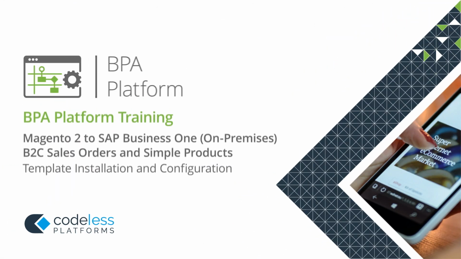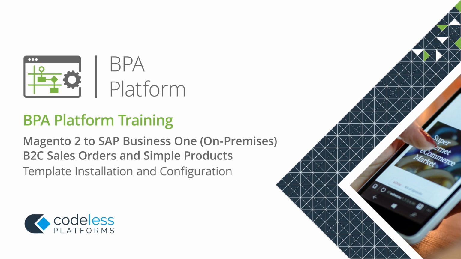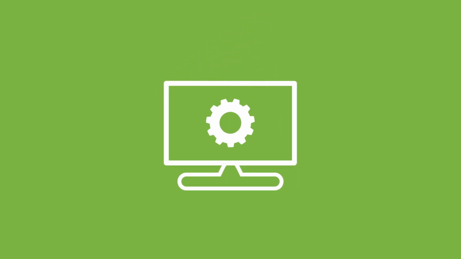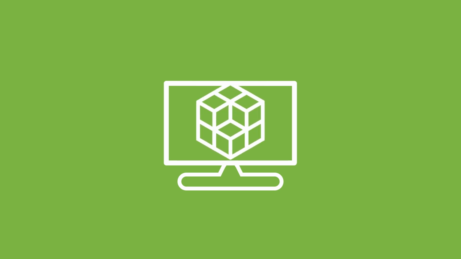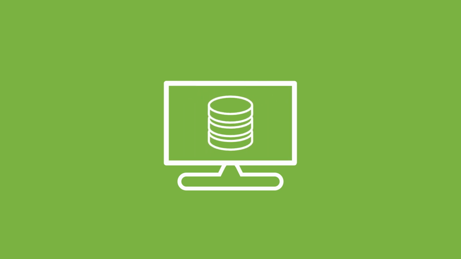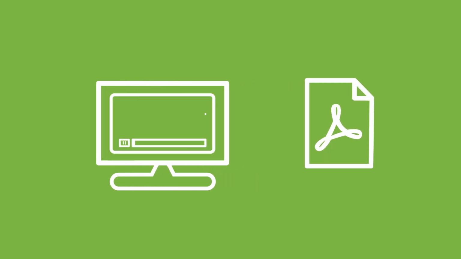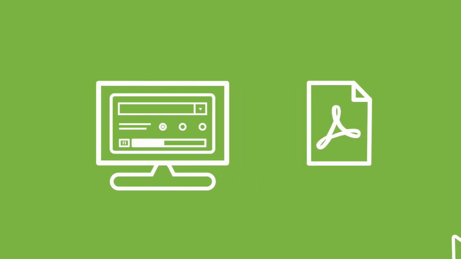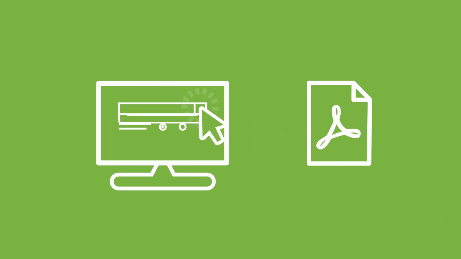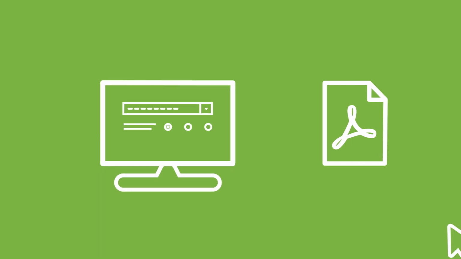Welcome to the Magento 2 to SAP Business One template configuration video. The following video will assist you in the configuration and deployment of the Magento to SAP Business One tasks and the associated staging database. It will act as a companion to the documentation and will highlight aspects of the solution that will require alignment with your own systems. In this video, we will demonstrate the on-premises deployment for this templated solution.